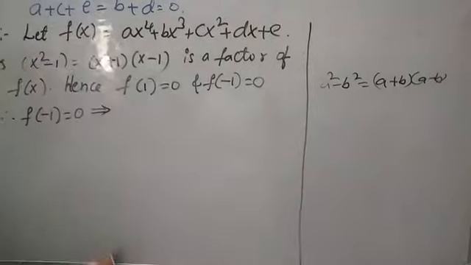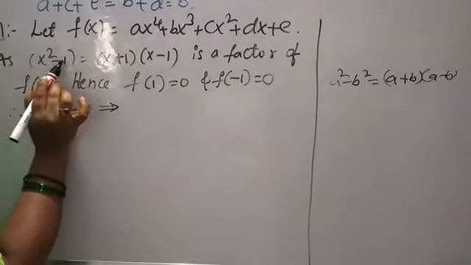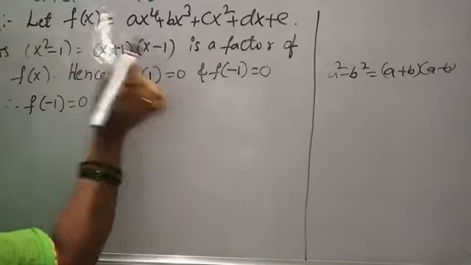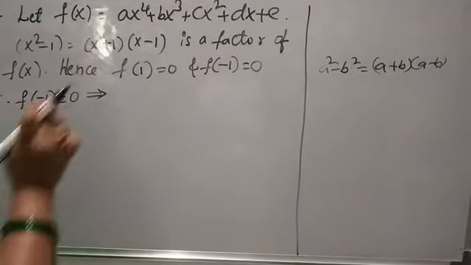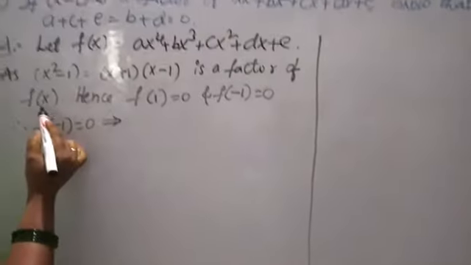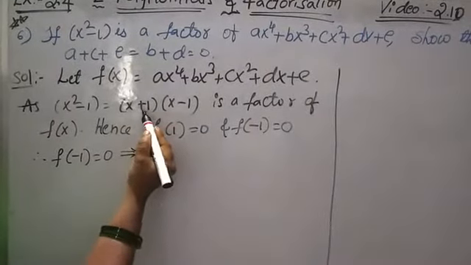So by using this formula, it is also in the form of x square minus 1 square. So a square minus b square is equal to (a plus b) into (a minus b). So we have two factors of the given polynomial. So x plus 1 is a factor of f of x, and so is x minus 1.